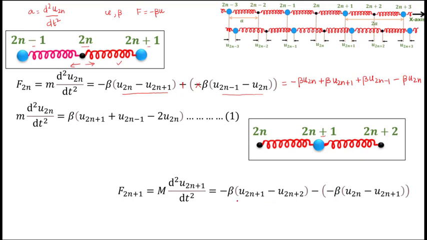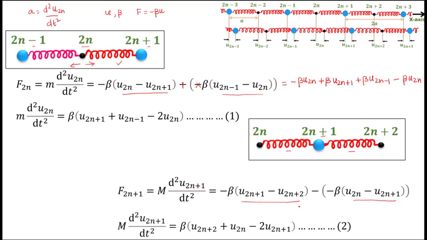In a similar fashion, we can write this expression. This is the net displacement of the right spring in this case, and this is the net displacement of the left spring. Simplifying it further, we can write this expression as this, and these are marked as equation number 1 and equation number 2. Now these two equations will be solved for obtaining an expression for these displacements u2n plus 1, u2n minus 1, u2n, and so on.